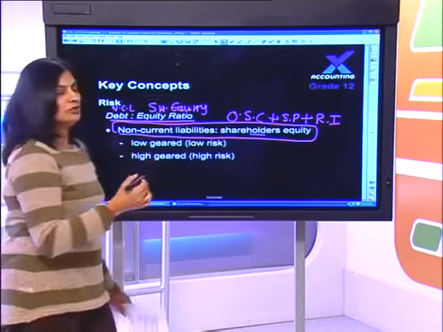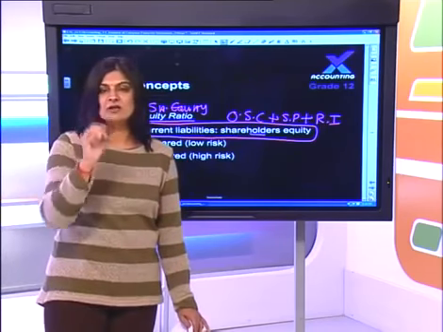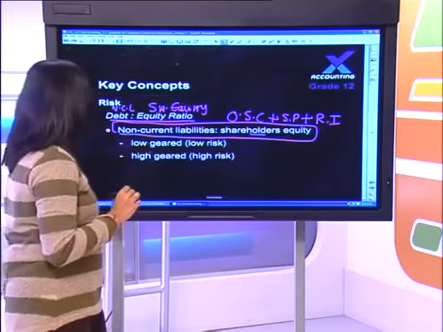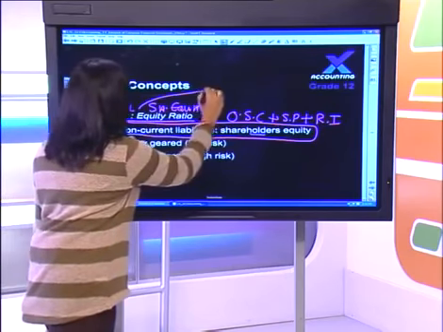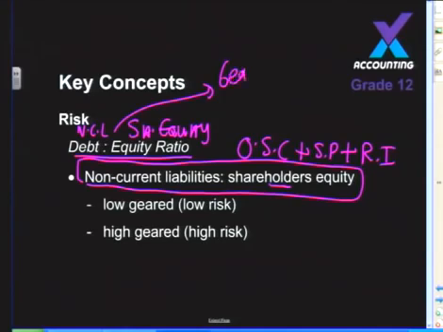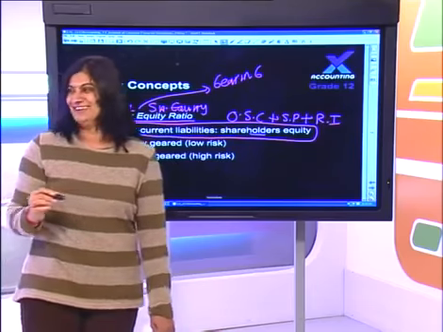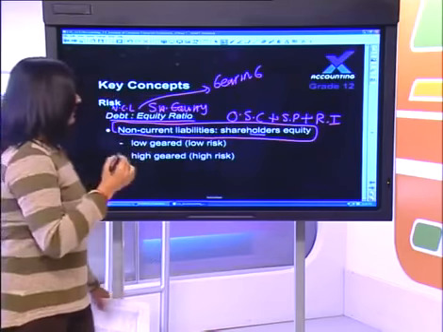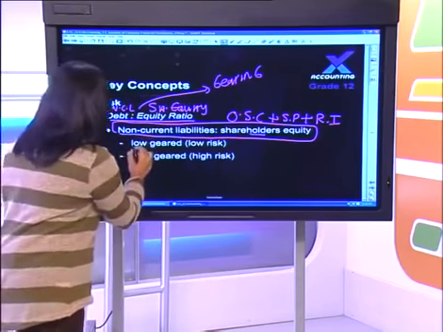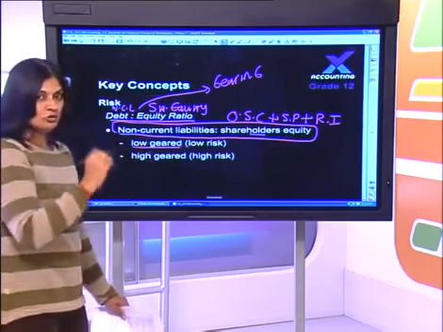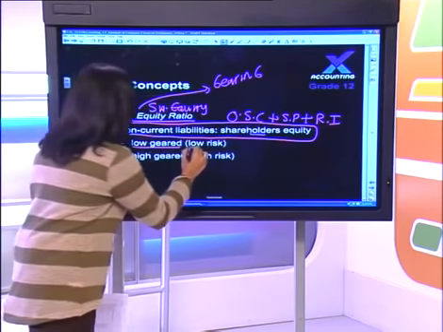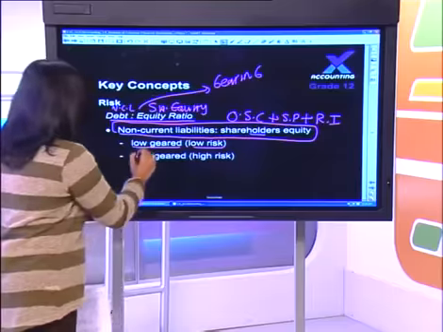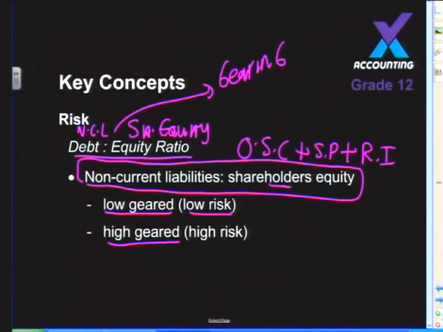Now, also, when we're looking at this ratio, another term that you may have already come across at school is the concept of gearing. When we talk about gearing, we're not talking about cars. Yeah, top gearing. No, definitely not. But here, in accounting, when we refer to gearing, we're simply establishing, is the business low geared? Low geared means low risk. Or is the business high geared? High geared would be high risk.